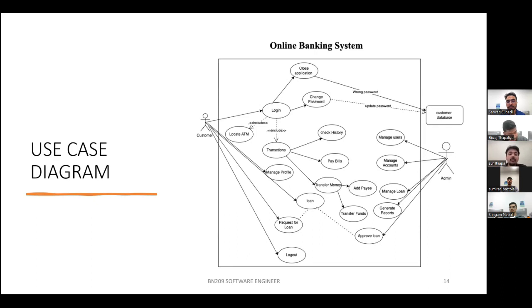So what admin does is he manages the users, he manages the accounts of the customer, and he manages the loan, who should be given a loan and who should not. And admin also generates the reports. So the admin is like a head of the bank, so he approves things online, like he approves the loan, or he has access to deny the loan as well.